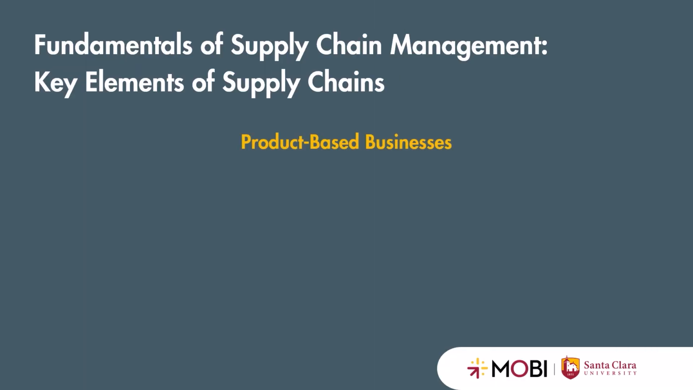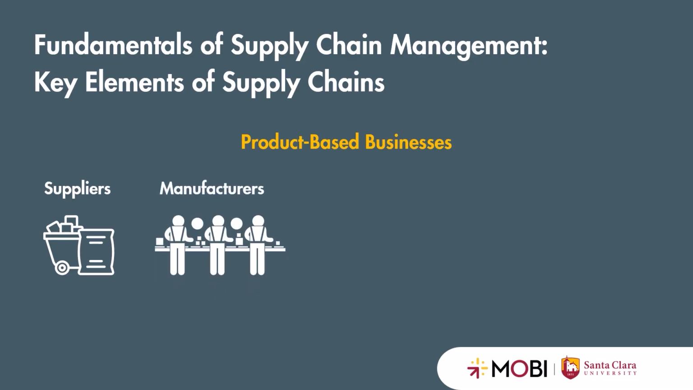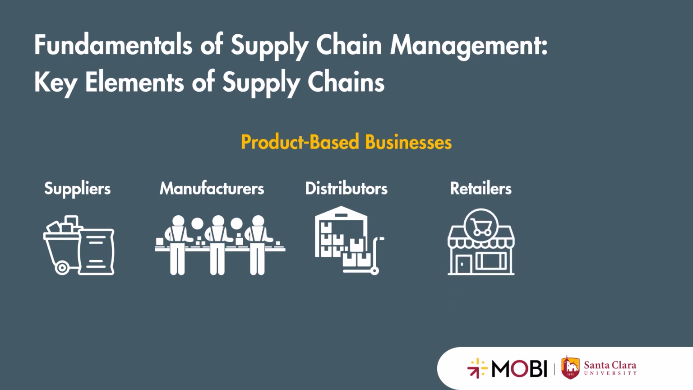In a typical product-based business, your supply chain might include these parts. Suppliers provide the raw materials or components needed to create your product. Manufacturers convert raw materials into finished products. Distributors store and transport products to retailers or customers. Retailers sell the final product to customers. Customers, the end users who purchase and use your products.